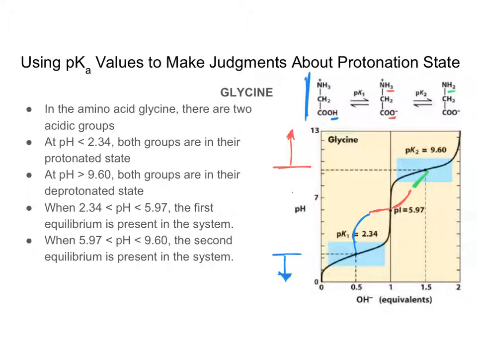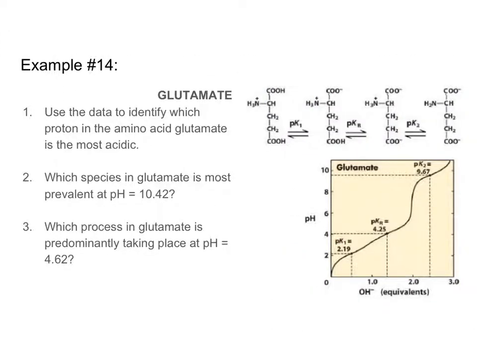Okay, and then another example would be glutamate. And we have a larger structure here. In this case, just looking at the graph, how many deprotonation states do you think this one has? 3, because it has 3 pKa values.